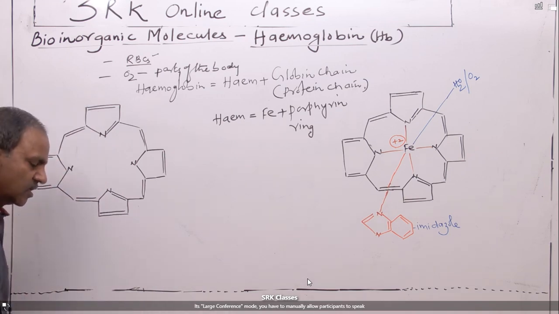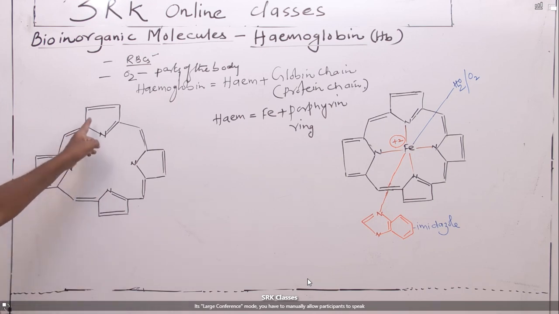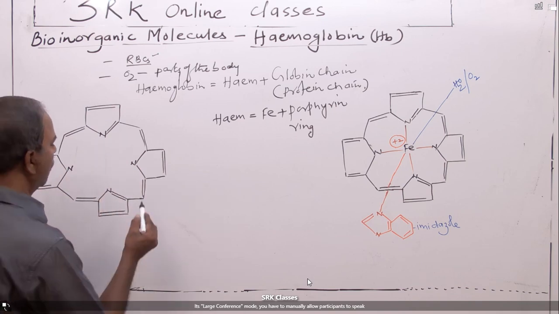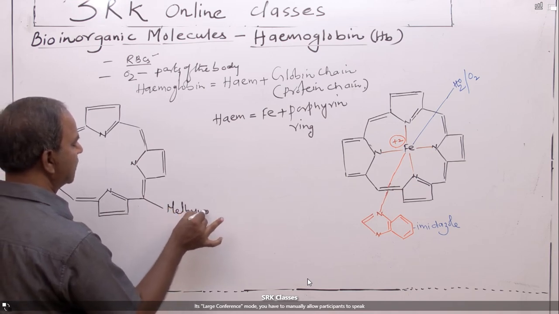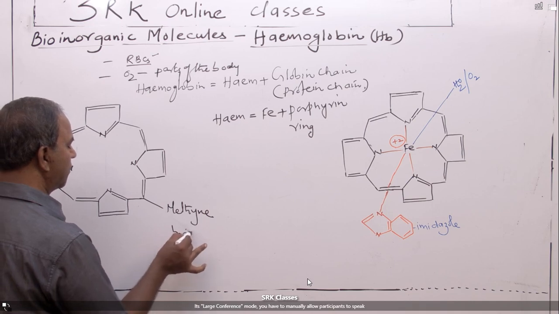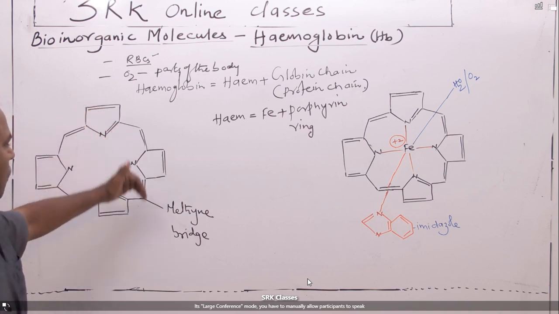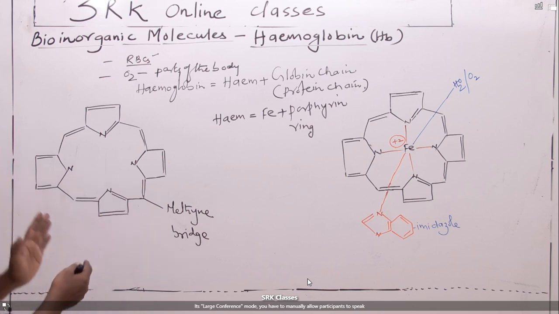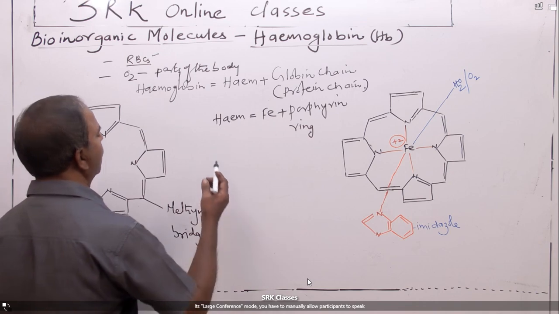Let us see first what is porphyrin ring. This porphyrin ring is actually made up of four pyrrole rings bridged by four methane bridges. Each bridge is a methane bridge. This is what porphyrin is.